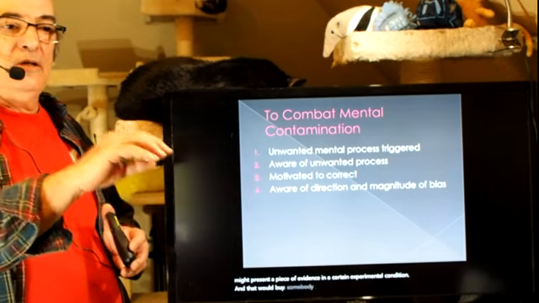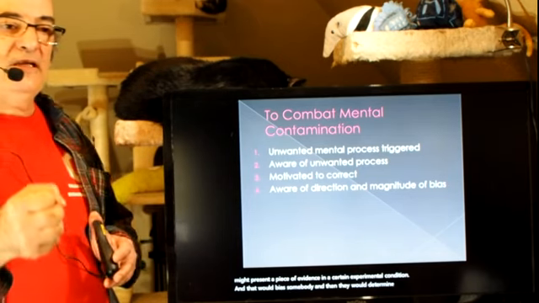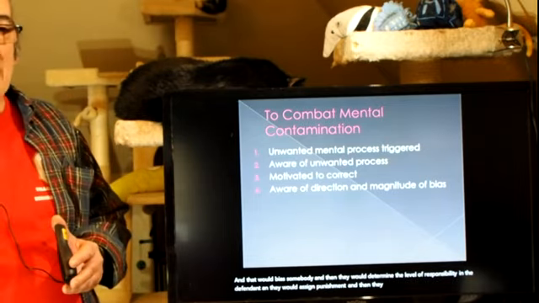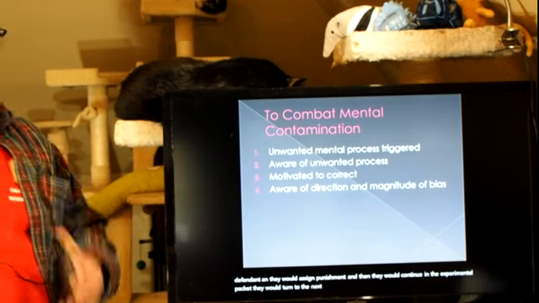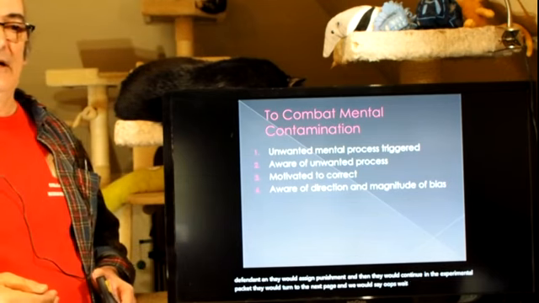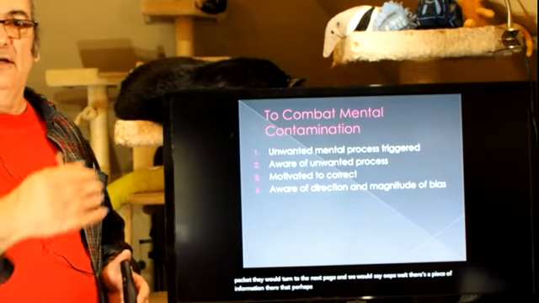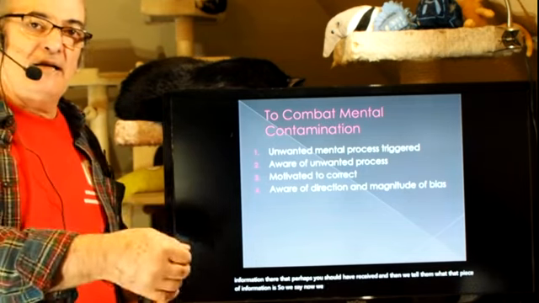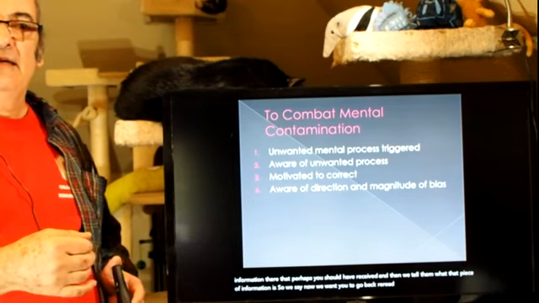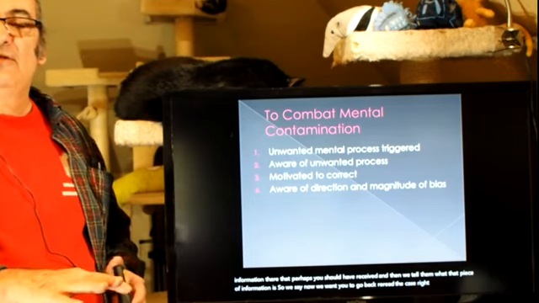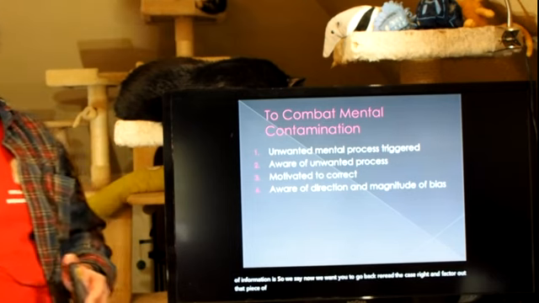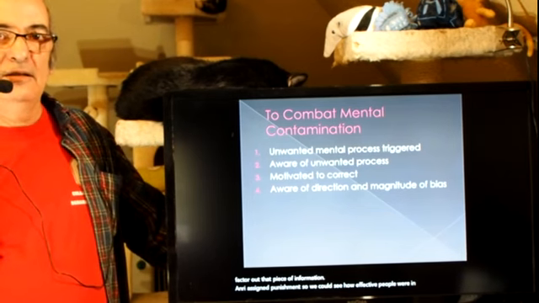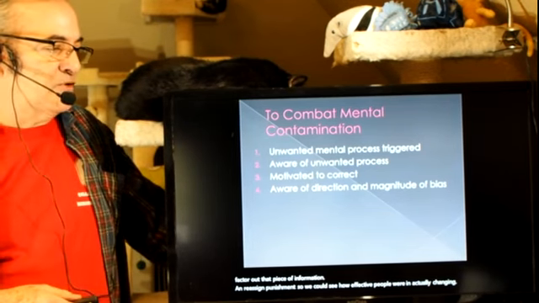And then they would determine the level of responsibility in the defendant, and they would assign punishment, and then they would continue in the experimental packet. They would turn to the next page, and we would say, oops, wait, there's a piece of information there that perhaps you shouldn't have received. And then we tell them what that piece of information is. So we say, now we want you to go back, reread the case, right, and factor out that piece of information and reassign punishment. So we could see how effective people were in actually changing on the basis of their perceived bias.